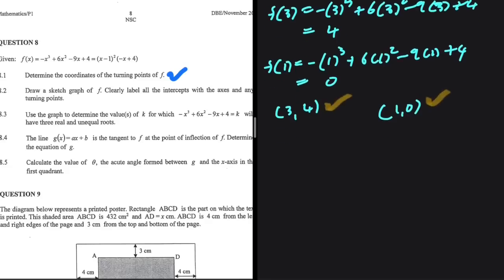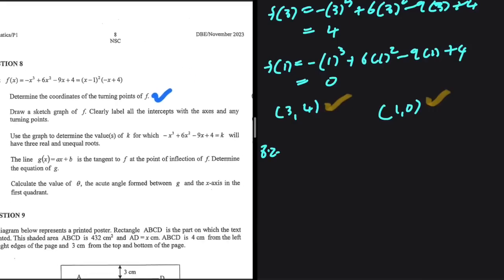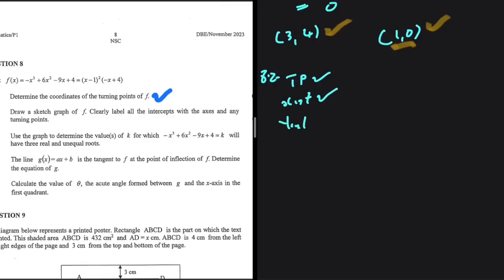Right, let's go ahead and do 8.2. In 8.2, we're supposed to draw the graph of f and clearly label all the intercepts with the axes and any turning points. So we have our turning points, so that is covered. Let's now look at the intercepts. Do we have the x-intercept? Yes, we do. This turning point also serves as an x-intercept because y is equal to 0. So the x-intercept, we have that covered. Okay, let's look at the y-intercept. Do we have the y-intercept? We don't, but we can go ahead and find it.